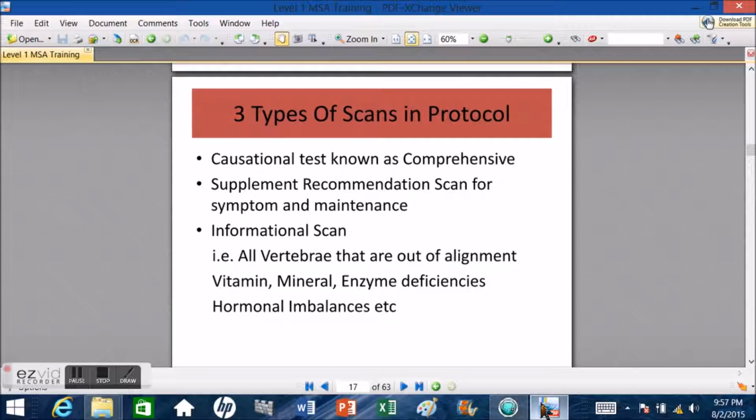or both. Now our second scan is our supplement recommendation scan, and this is where the system will tell us what supplements the individual would benefit from. And it could be for the causal chain issues, or it could be symptom or maintenance items. And when we're looking at the supplement recommendation scan, we always look for the V's, the X's, the K's, and the C's. Those are the dilutions that we would consider for supplementation.